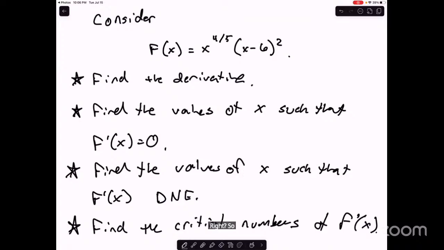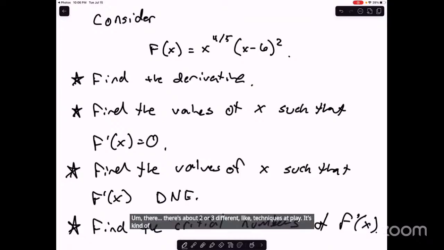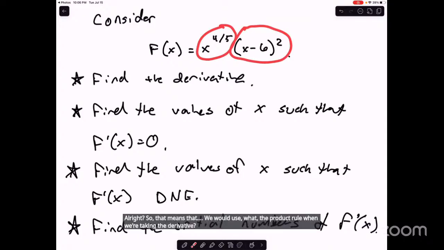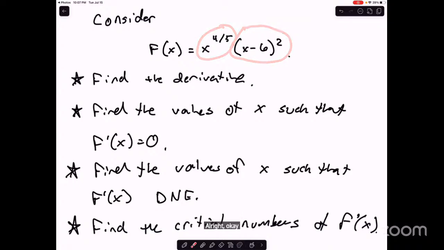Right? So with that first one, we're going to find the derivative. There's about 2 or 3 different techniques at play. It's kind of a loaded question. So the first thing is, we have this guy times this guy, all right? So that means that we would use what, the product rule when we're taking the derivative? The product rule for derivative is what? The first times the derivative of the second plus the second times the derivative of the first.